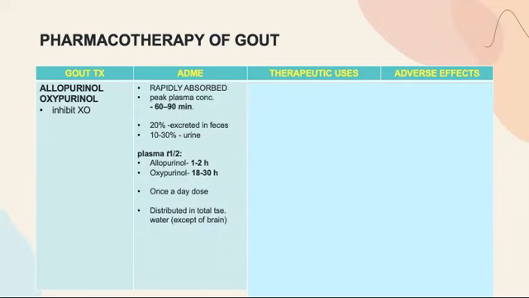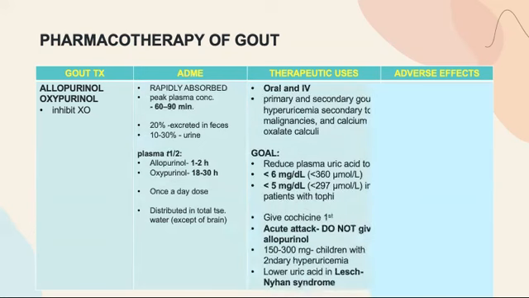20% is excreted in the feces in 48 to 72 hours, presumably as unabsorbed drug, and 10 to 30% is excreted unchanged in the urine. The remainder undergoes metabolism mostly to oxypurinol. The plasma half-life of allopurinol and oxypurinol is about 1 to 2 hours and 18 to 30 hours, respectively. Allopurinol is available for oral and IV use. Oral therapy provides effective therapy for primary and secondary gout, hyperuricemia secondary to malignancies, and calcium oxalate calculi.